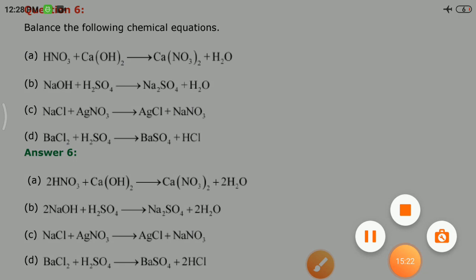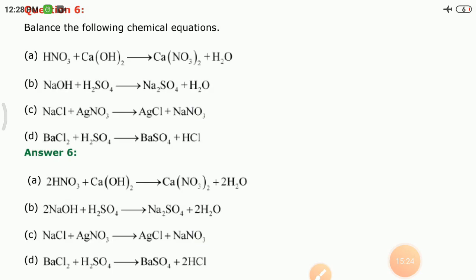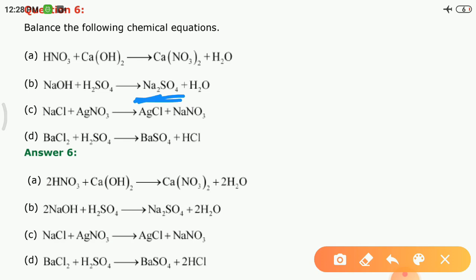Next one is NaOH plus H2SO4 gives sodium sulfate plus water. Here also we can see that after the reaction the salt formed is sodium sulfate, in which for balancing 2 sodium ions will be required.